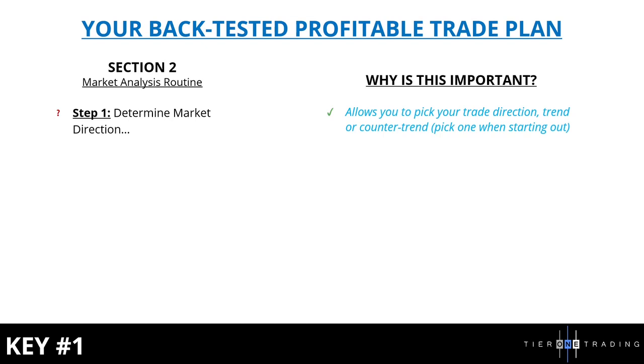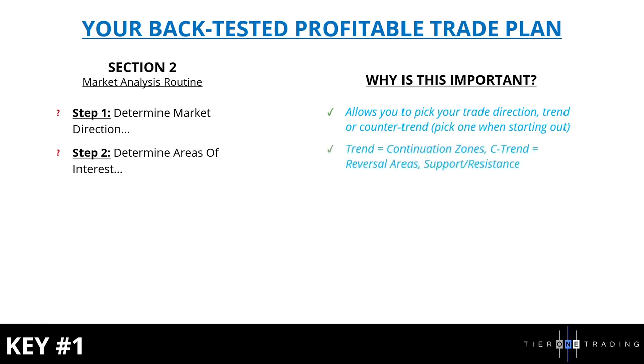Make sense? All right. Step 2, determine areas of interest. Where will you look to get involved in the trades? So we know what direction the market's going. We know where we need to get involved. If that's trend, there's going to be continuation zones, or retracements in the market. You might look for support resistance in addition to that to help have confluence, and look for those opportunities to give you the best risk reward and the greatest opportunity of winning. If you're a counter trend trader, you might look at reversal areas as well as support resistance zones, okay?